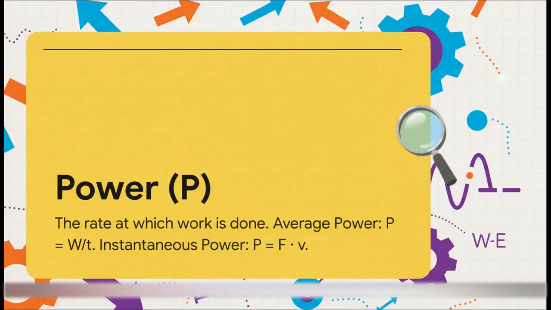And last in our big three is power. Simply put, power is how fast you do work. Average power? That's just the total work you did divided by how long it took. But for instantaneous power, what's happening at one specific moment, we use the dot product of force and velocity. And remember, that dot product just means F times v times the cosine of the angle between them.